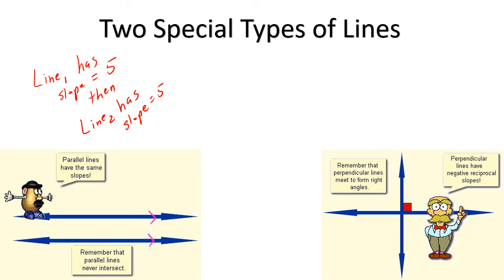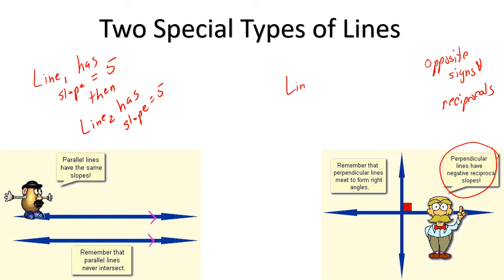However, perpendicular lines do cross. They cross to form right angles. And you'll notice here in the icon, perpendicular lines have negative reciprocal slopes. There are two things that must happen. They must have opposite signs and be reciprocals of each other. That means they need to be flipped.